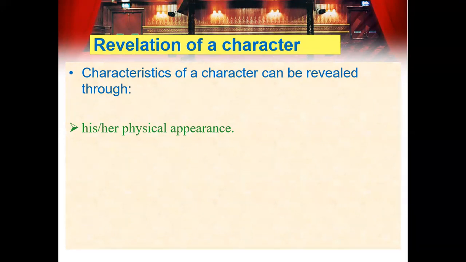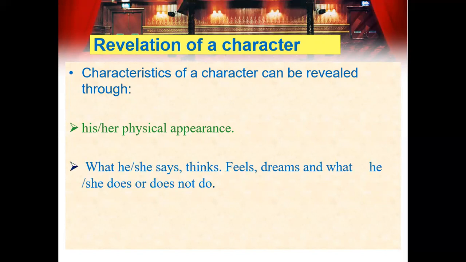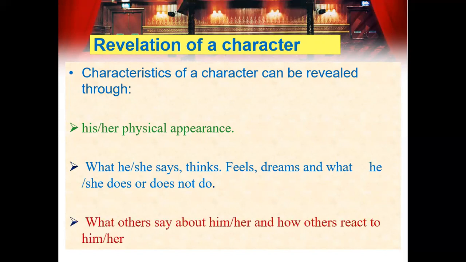The second type of revealing a character is what he or she says, thinks, feels, dreams, and what he or she does or does not do. So his deeds, his actions, his reactions on the stage also can give us hints about the type of the character. And number three, the third type of revealing character is what others say about him or her, and how others react to him or her.